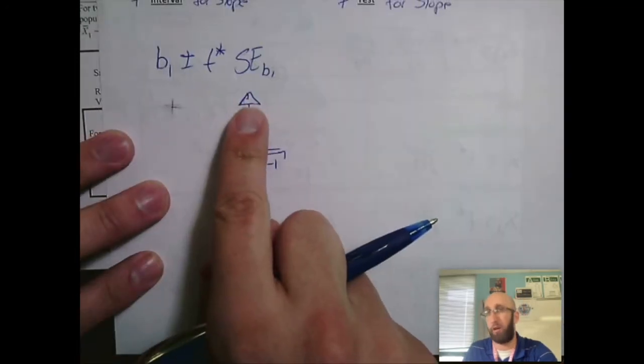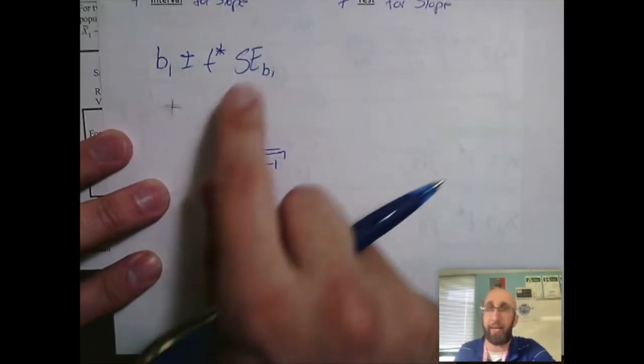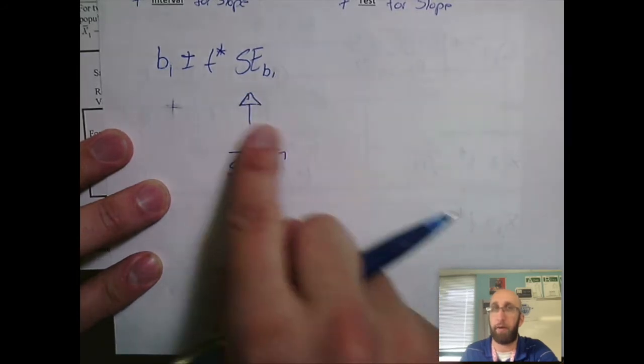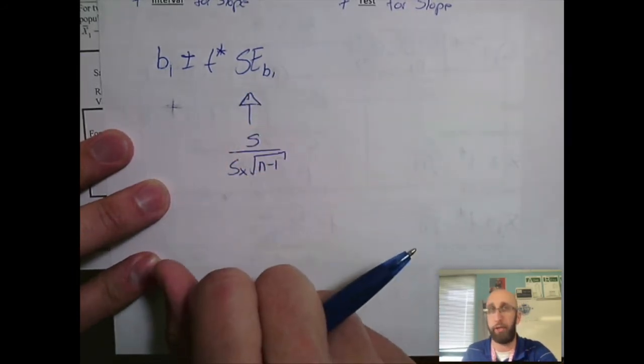Oftentimes, these problems are computer printout problems. They kind of give you the standard error already. You just need to know where to look for it. But if you had to calculate it, it's on the AP formula sheet.